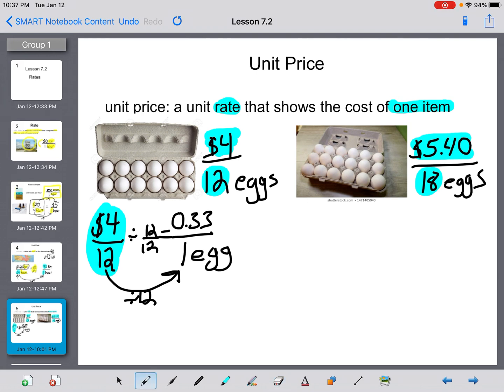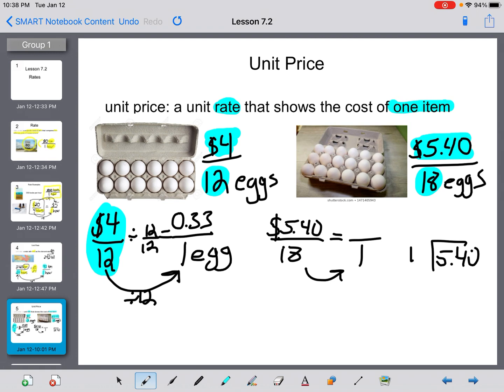Now let's take a look if I were to buy 18 eggs. So same thing. I end up with, here's my rate, which is a special kind of ratio. I want my 1 to be on the bottom. So I'm dividing by 18 on both. So number on top goes in the box. All right, so then I can think, well, I got to place my decimal. 18 does not fit into 5, but 18 does fit into 54. And I believe it fits in 3 times. 3 times 18 is 54. And then I would place a 0.